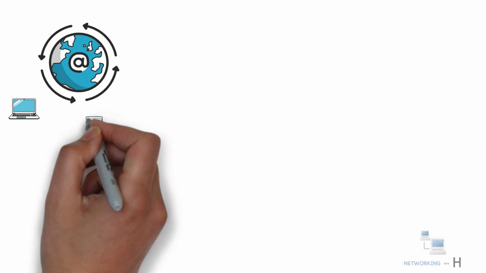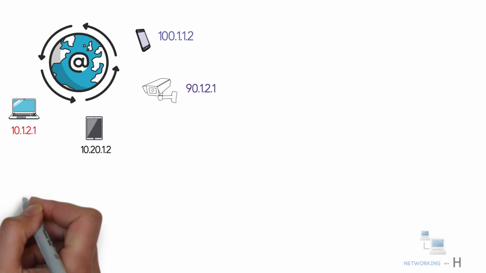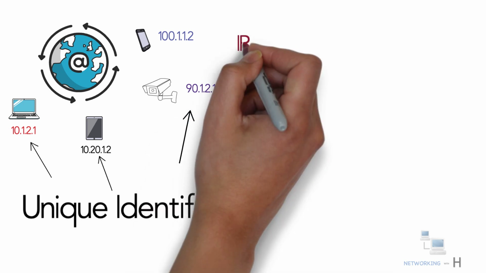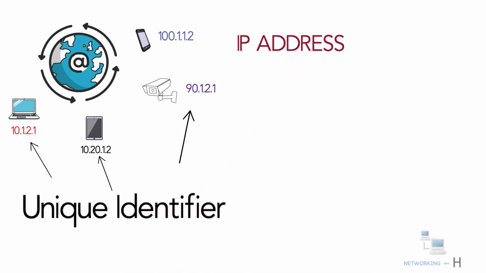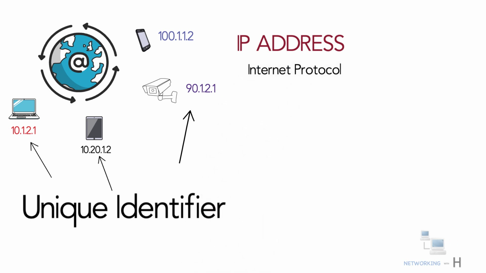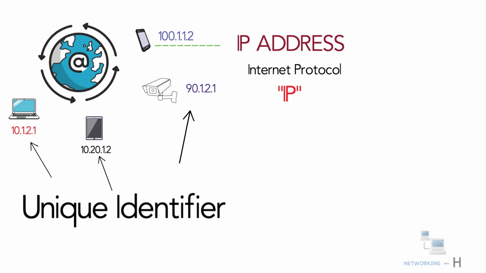Every device connected to the internet, for example, computer, tablet, camera, mobile phones, etc., needs a unique identifier to connect to the internet. In the world of TCP/IP networking, that identifier is the IP address. IP stands for Internet Protocol, which is a set of standard predefined rules used to govern the way data packets are sent over the internet. An IP address, or usually just called an IP, is a series of numbers or a unique address that identifies a device on the internet or a local network.